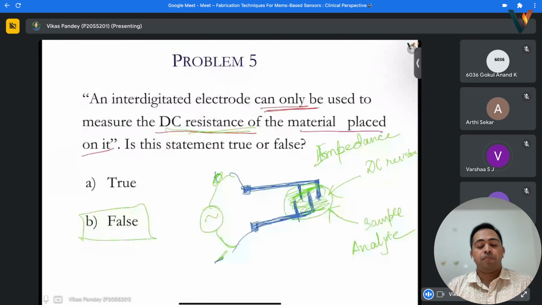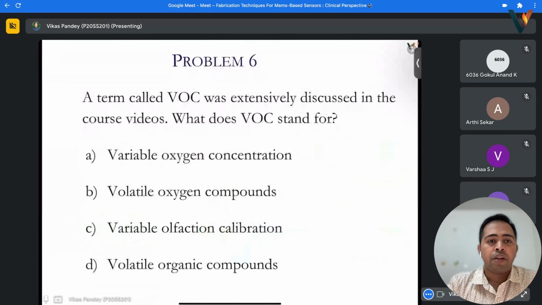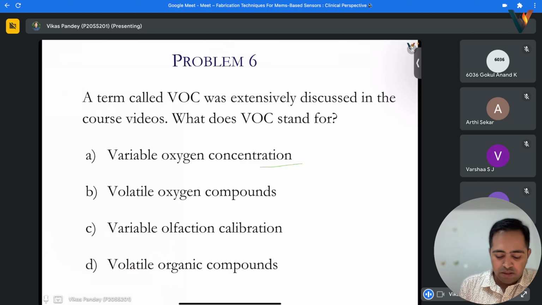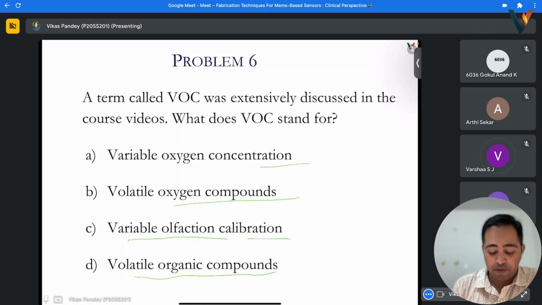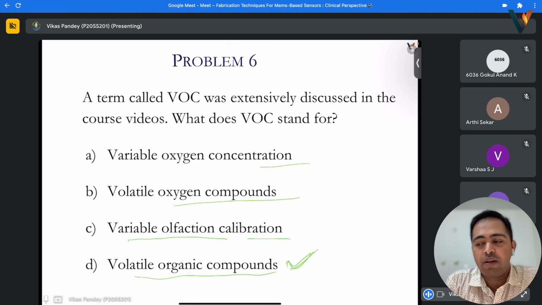Now let's come to problem 6, that is, the term VOC has been talked about a lot in the course. What does VOC stand for? Variable oxygen concentration, volatile oxygen compounds, variable olfaction calibration, volatile organic compounds. Organic compounds. Okay. Can you give some example of volatile organic compounds?